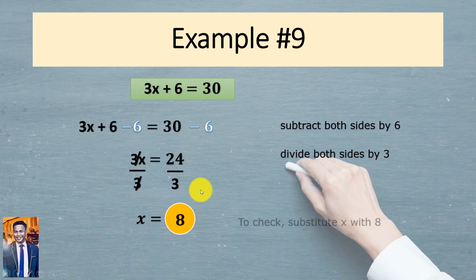And we can now substitute. Let's check. Substitute x with 8. Okay? 3 times 8 plus 6 is equal to 30. 3 times 8, that's 24, plus 6 equals 30. Next example.